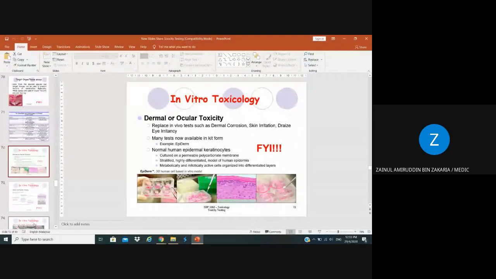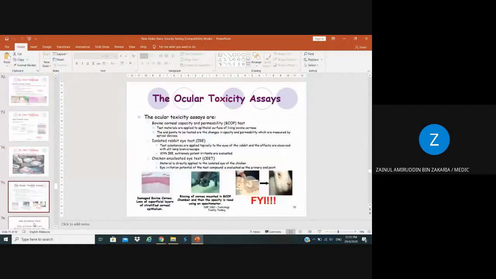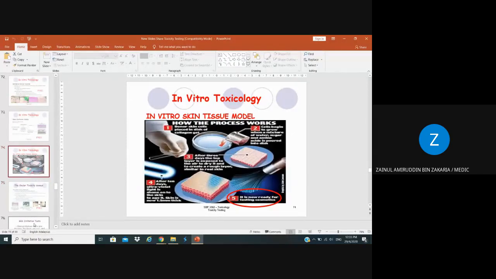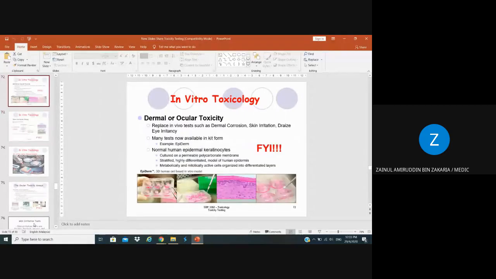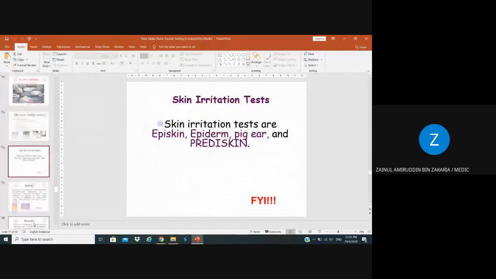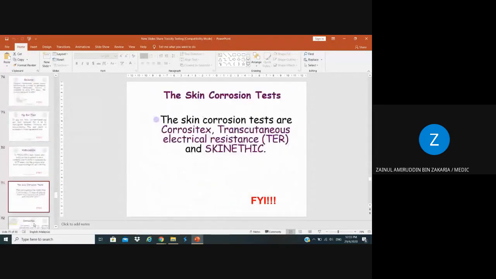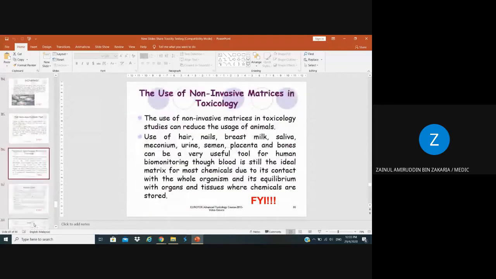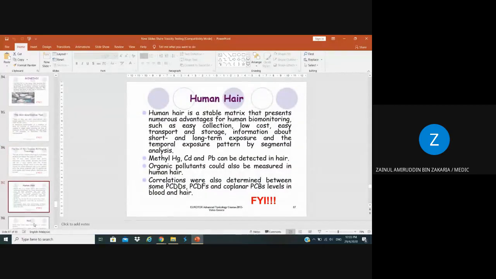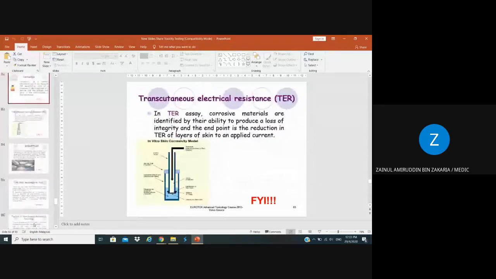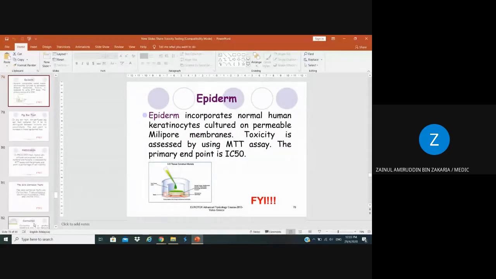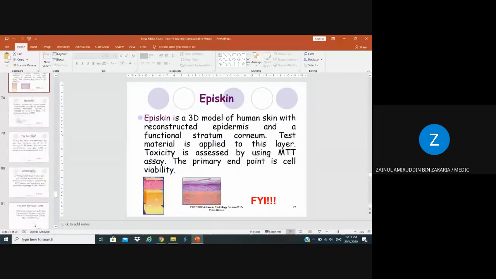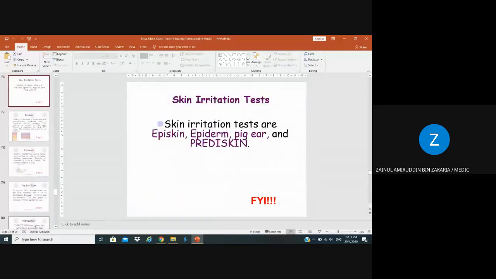Okay, this is just the rest. I think this is an example of the types of in vitro models available. You can read through if you want, or you can search on YouTube for how these tests are carried out. What is EpiDerm, and how it is carried out. Just for your information, we will not go into detail on this.